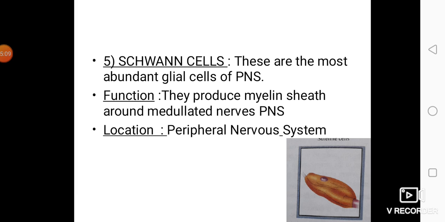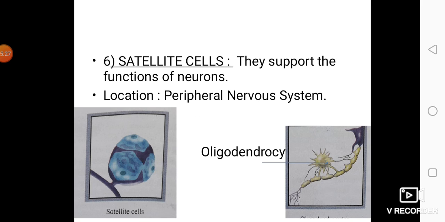Schwann cells are the most abundant glial cells of the PNS, the peripheral nervous system. They produce the myelin sheath around medullated nerves of the peripheral nervous system. Location: peripheral nervous system. The main function is to produce the myelin sheath around the medullated nerves of the PNS. The last one is satellite cells. They support the functions of neurons. Location: peripheral nervous system. A diagram of an oligodendrocyte is given here and a diagram of satellite cells is also given.